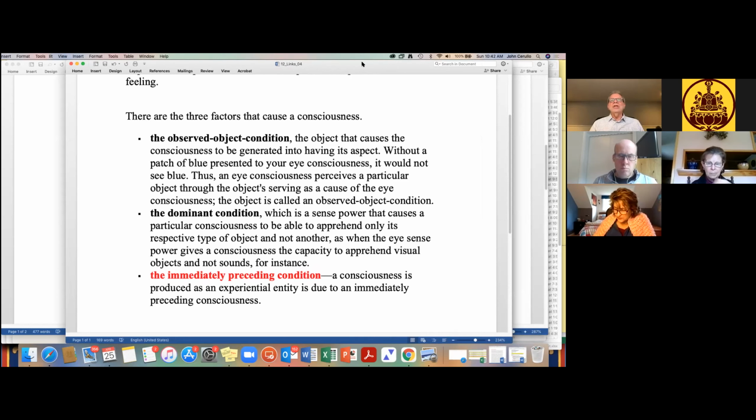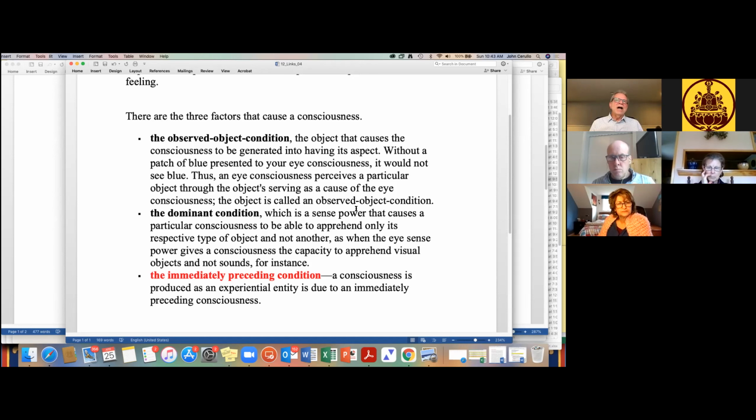So the observed object is the first thing that is required. Again, remember, this is all about dependent arising. There has to be something to observe and come in contact with. And so there's the object. So this is the object that causes the consciousness to be generated into having its aspect. The example here is if you didn't have a patch of blue presented to your eye consciousness, you couldn't see blue. So I think you get the idea of the observed object being a critical ingredient to contact.